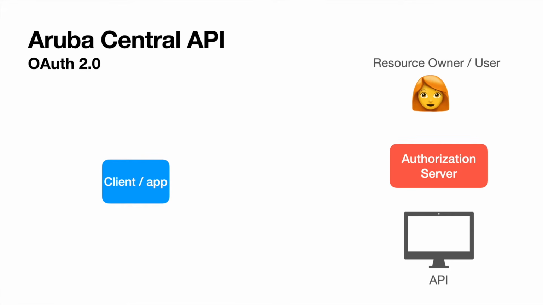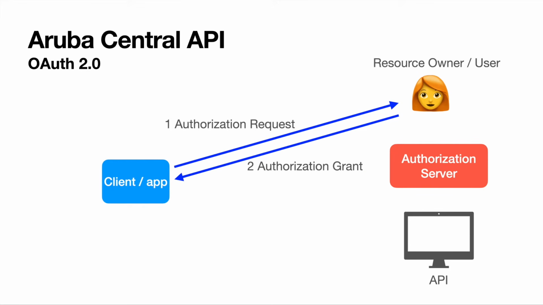Let's go through the exchanges. First of all, we have an authorization request that goes from the application to the resource owner. And if that's successful, the resource owner sends back an authorization grant. And this really gets to the heart of it.